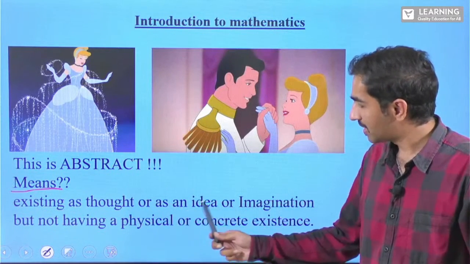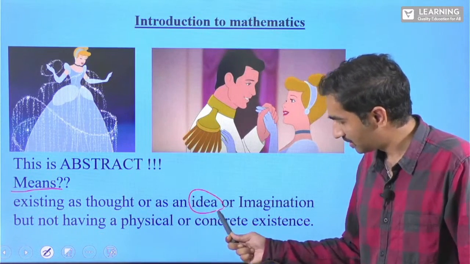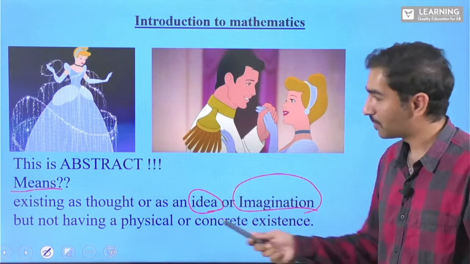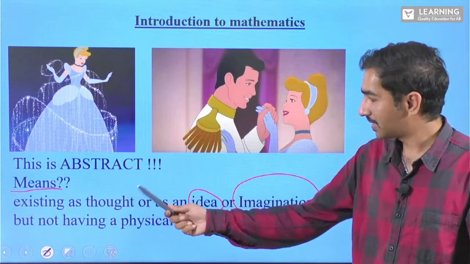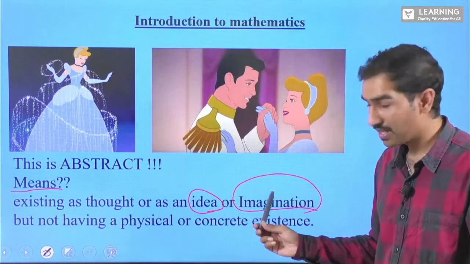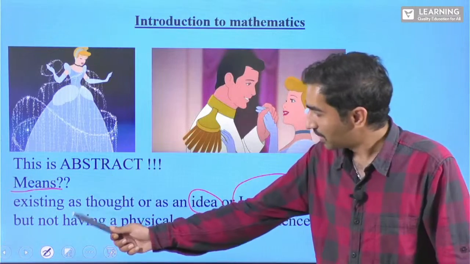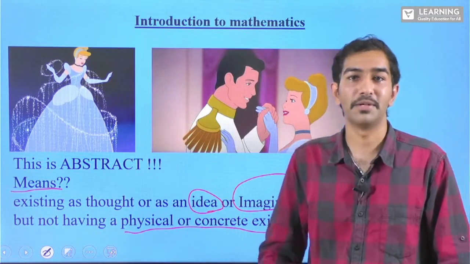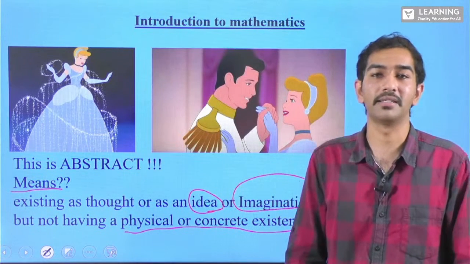Existing as a thought or as an idea. So let's just circle this. Idea or imagination. What is the meaning of abstract? It is a thought or an idea or imagination, but not having a physical or concrete existence. Okay, this is the meaning of abstract.